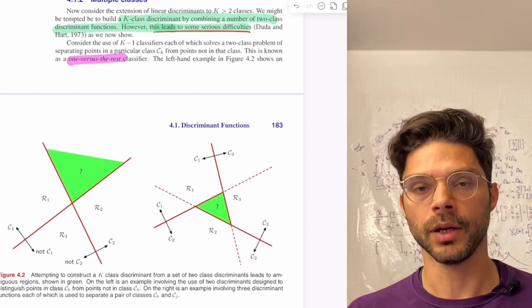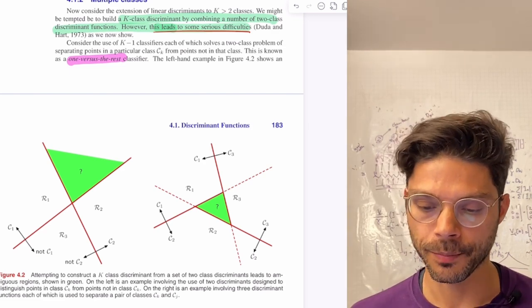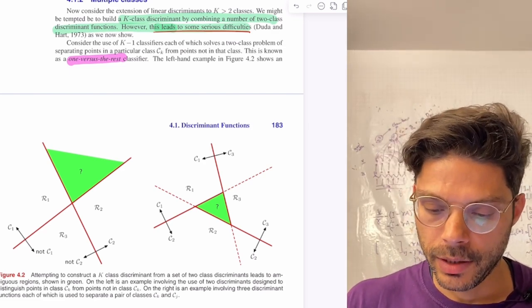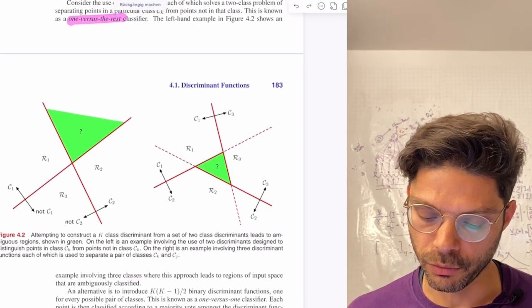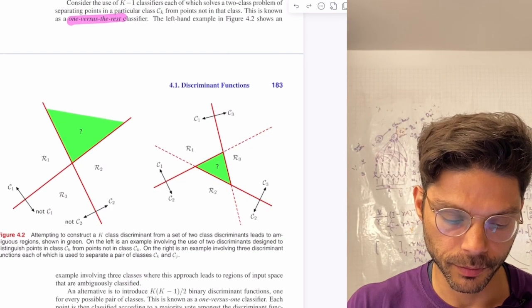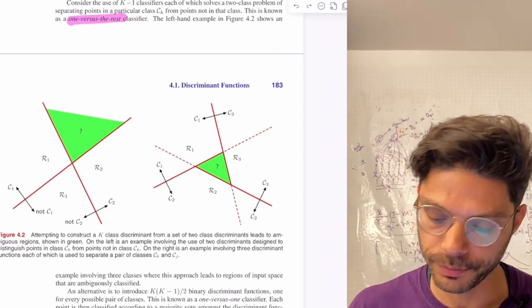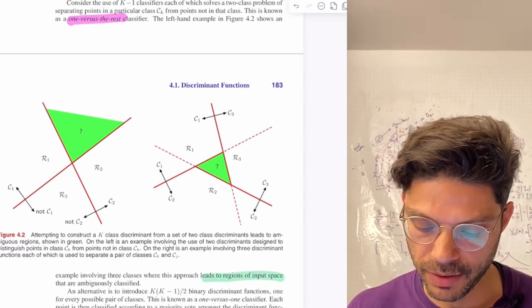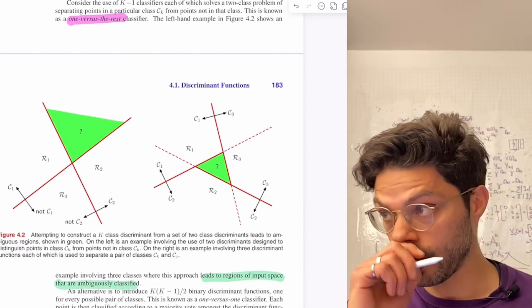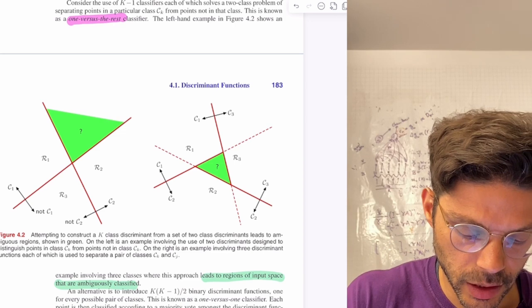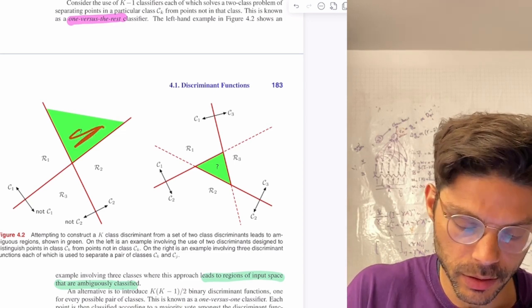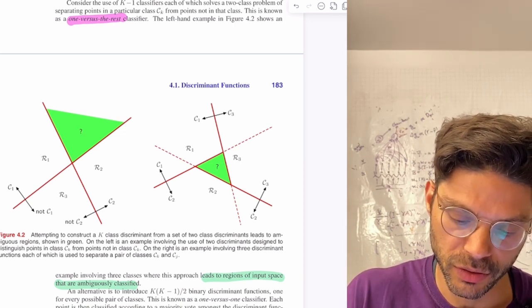There's a conceptual issue with that whole idea. The left-hand example shows an example involving 3 classes where this approach leads to regions of input space that are ambiguously classified. So this is the key point: why are they ambiguously classified? If we have a look at these guys, what's happening here?